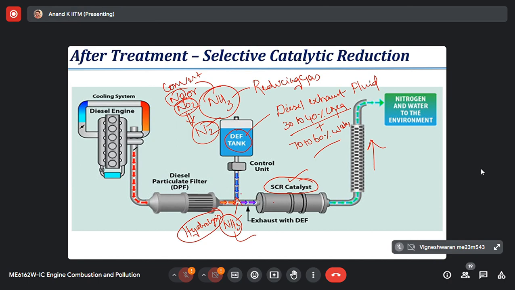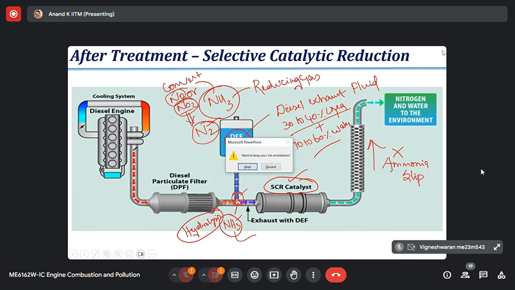You have to carefully fix the injected quantity of DEF, otherwise you will have excess ammonia, which is called ammonia slip. This is the only complexity with the system. You need to carefully monitor and inject the DEF quantity so that you don't have any excess ammonia going through the exhaust line, because ammonia is a pollutant. So we should avoid this. Ammonia slip should be avoided. How can it be avoided? You have to carefully monitor the NOx level in the exhaust line and accordingly fix the injected DEF quantity.